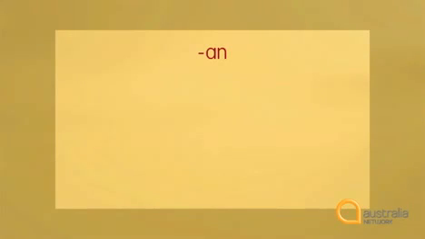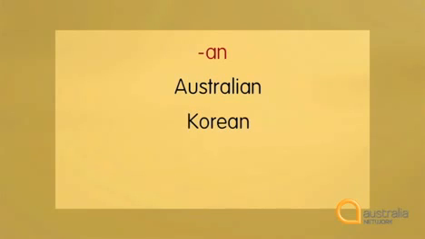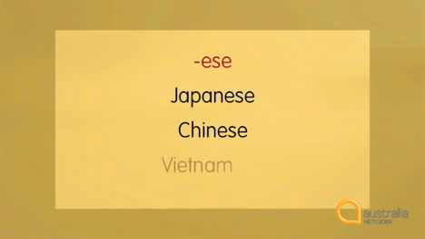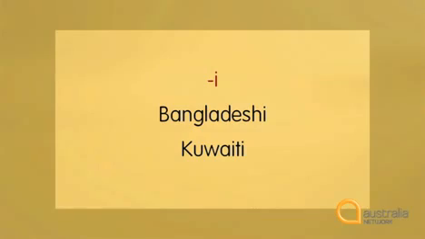We have the -AN group: Australia, Australian, Korea, Korean, Malaysia, Malaysian, Fiji, Fijian. We have the -ESE group: Japan, Japanese, China, Chinese, Vietnam, Vietnamese. Then there's the -I group, pronounced "eye": Bangladesh, Bangladeshi, Kuwait, Kuwaiti.